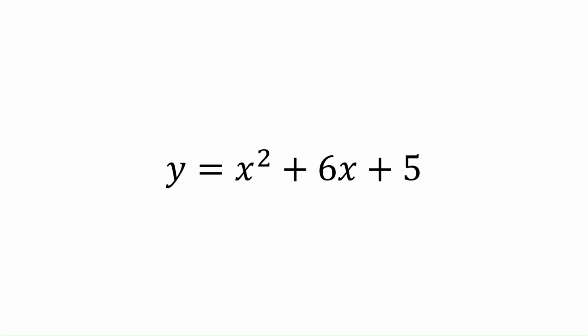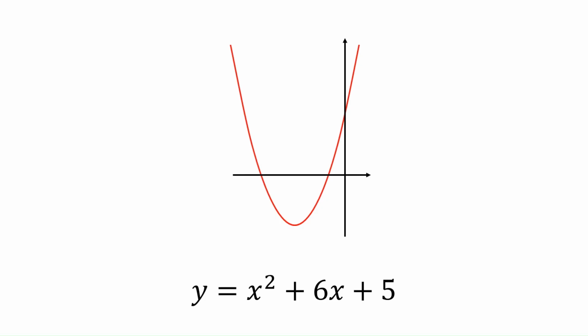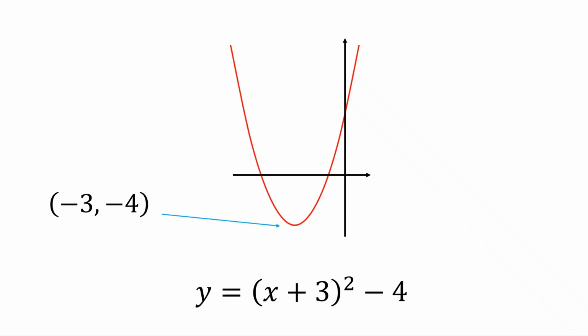So why do we bother doing this? Because the completed square form tells us something important immediately. If y equals x plus 3 all squared minus 4, then the graph reaches its minimum when x plus 3 equals 0. That happens when x is negative 3. And the minimum value of y is negative 4, so the turning point is negative 3, negative 4. This is much harder to see from the original quadratic form.